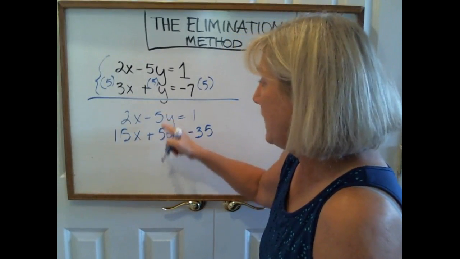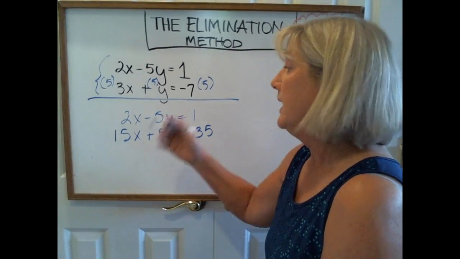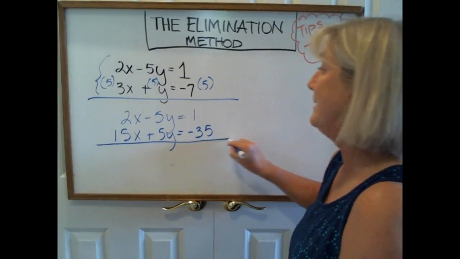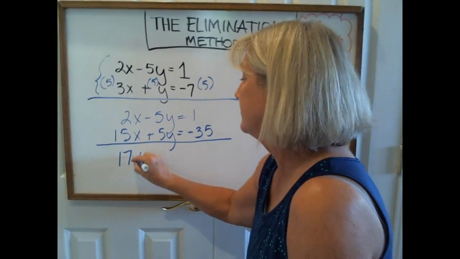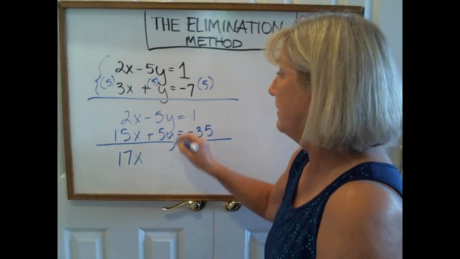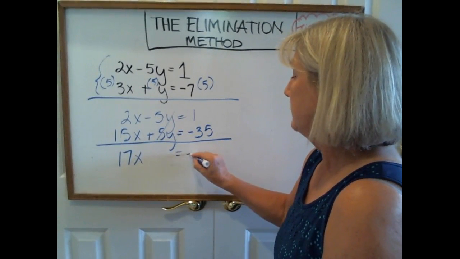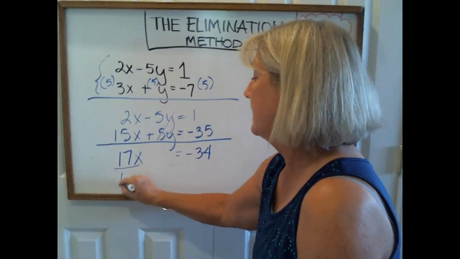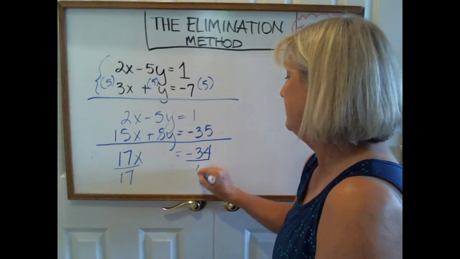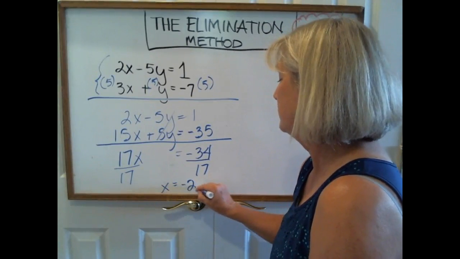So now when we add these up, we're going to get the negative 5y and the positive 5y, and they will eliminate. So the 2x plus 15x is 17x. The negative 5y plus 5y is going to disappear, and that equals negative 34. And then again, our last step is to divide by 17, and we get x equals negative 2.